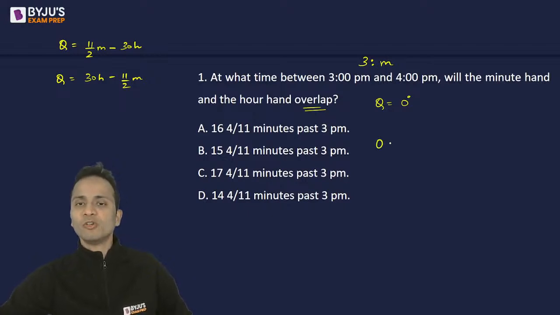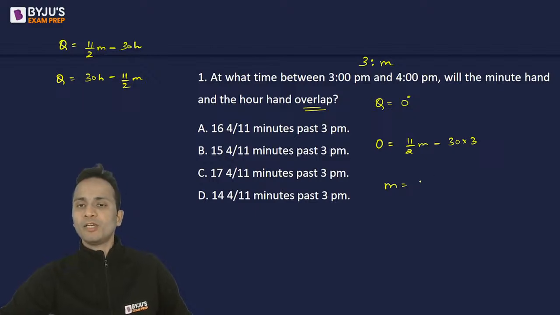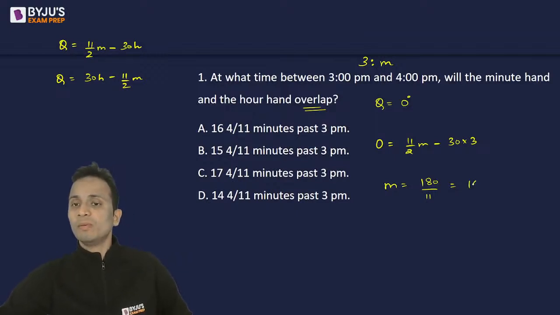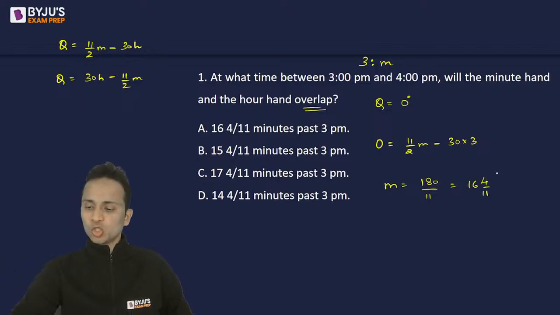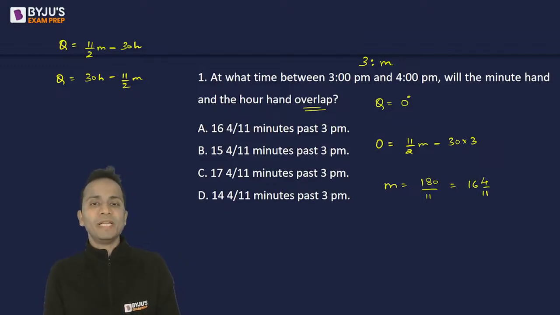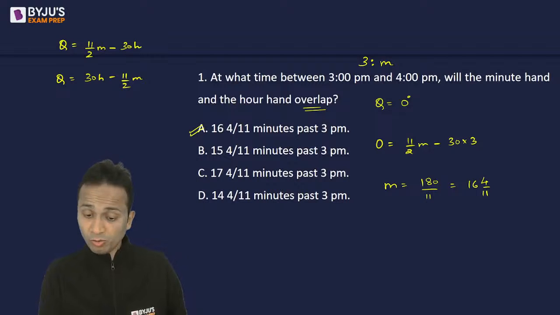Now theta, which is 0 degrees, is equal to 11/2 m minus 30 multiplied by 3. The value of h is 3. So from here you will get the value of m as 90 multiplied by 2, that is 180 divided by 11. Now 180 divided by 11 when converted into a mixed fraction will be 16 4/11. So the correct answer of this question will be option A, that is 16 4/11 minutes past 3 p.m. Option A.